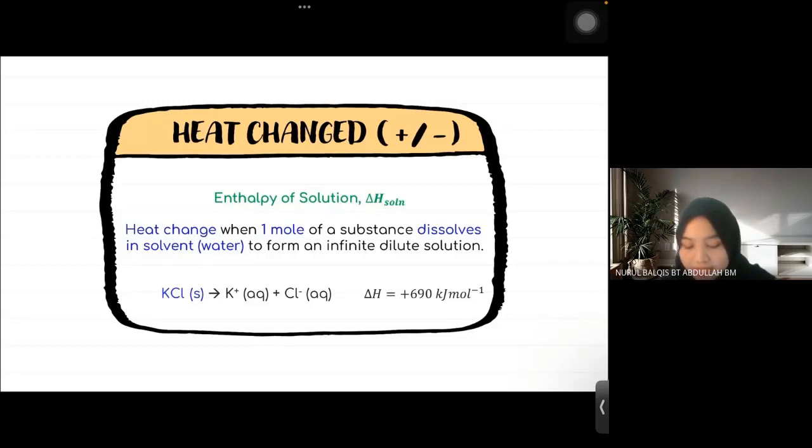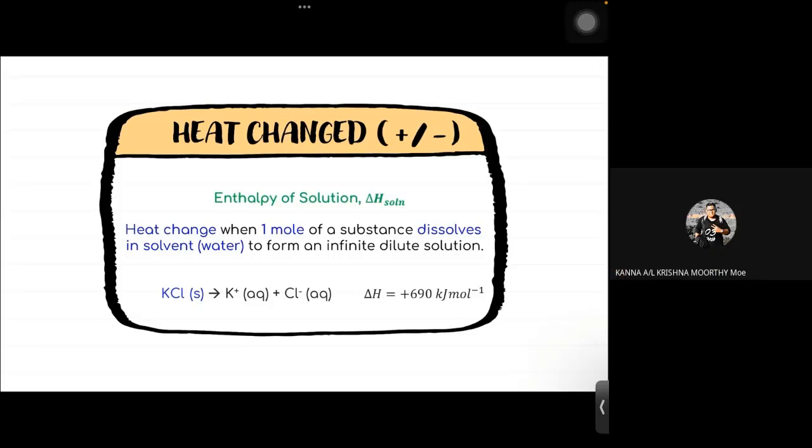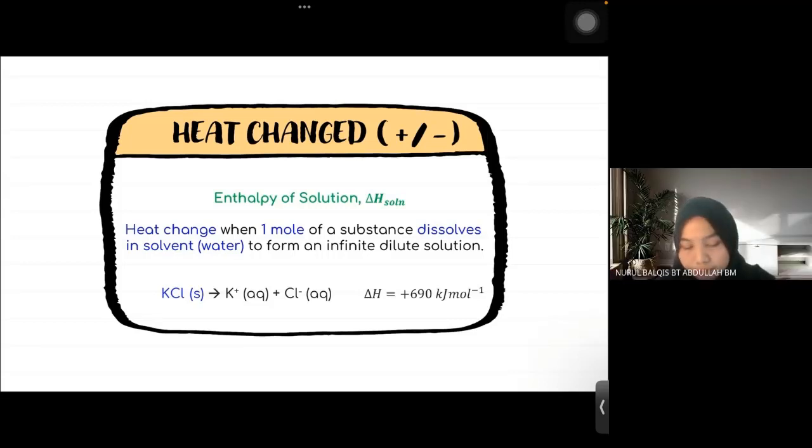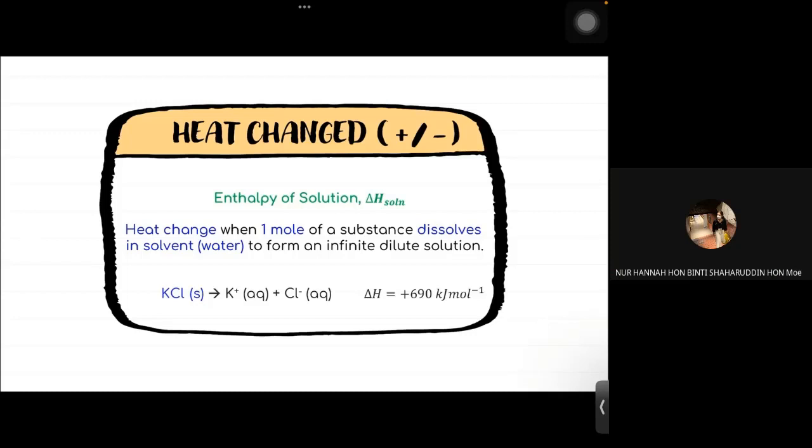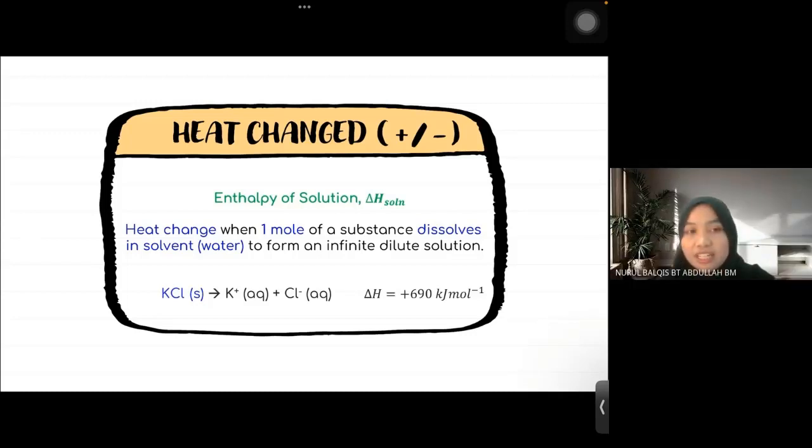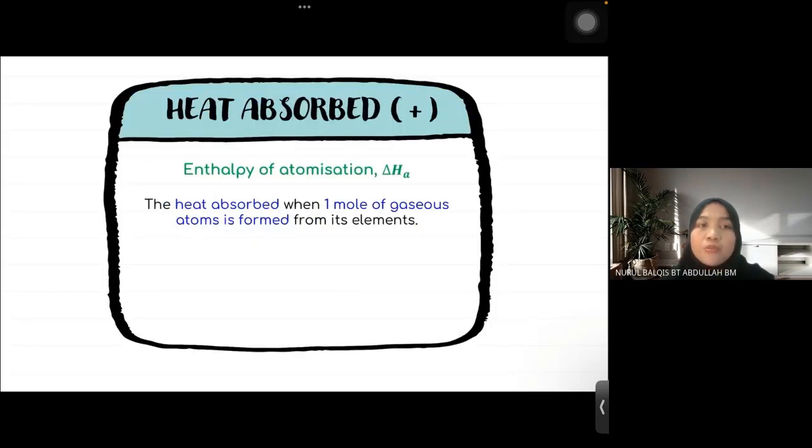Okay, and you notice that the enthalpy given is positive. Can it also be negative? If the question gives a negative value, can we still say it is the enthalpy of solution? Yes, it can, because it can be either negative or positive. Yeah, because heat change indicates you can have either positive or negative signs of delta H. Okay, that's it for heat change. And the last one, we have heat absorbed. Heat absorbed means you have positive delta H.